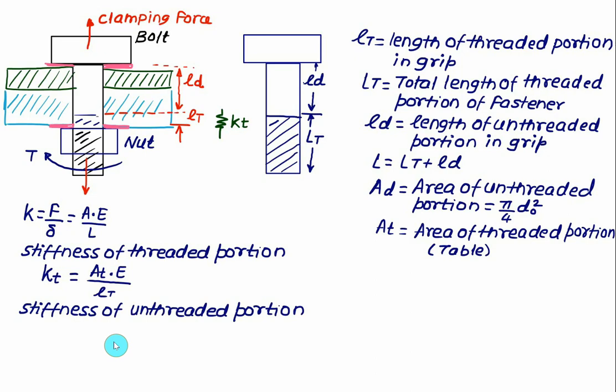In a similar fashion, we can define the stiffness of the unthreaded portion, which is again represented by K with suffix D. The diameter of the unthreaded portion is the same as the nominal diameter. This time we take the area of the unthreaded portion AD. The material is the same, so we have the same Young modulus, divided by the length of the unthreaded portion, LD. Again this stiffness of the unthreaded portion is represented by another spring. These two springs will be in series and are subjected to the same clamping force F.